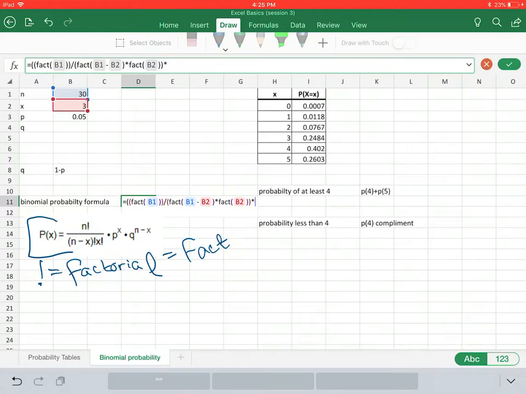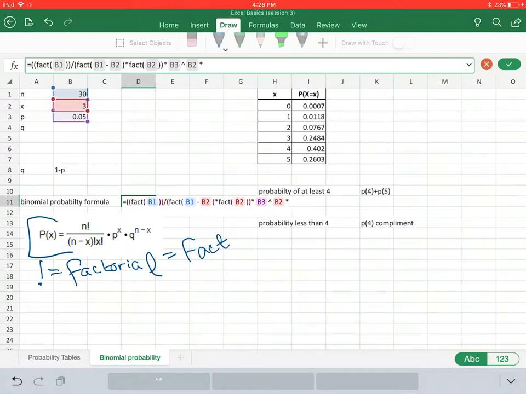So then we're going to do times. The next part of the equation is p to the x. So we have our probability. Our p is 0.05. I forgot to go over q, but it's okay. We will circle back around. But we need fact before that, because it's p to the x. So p, which is 0.05, use the caret for the exponent, so the x.